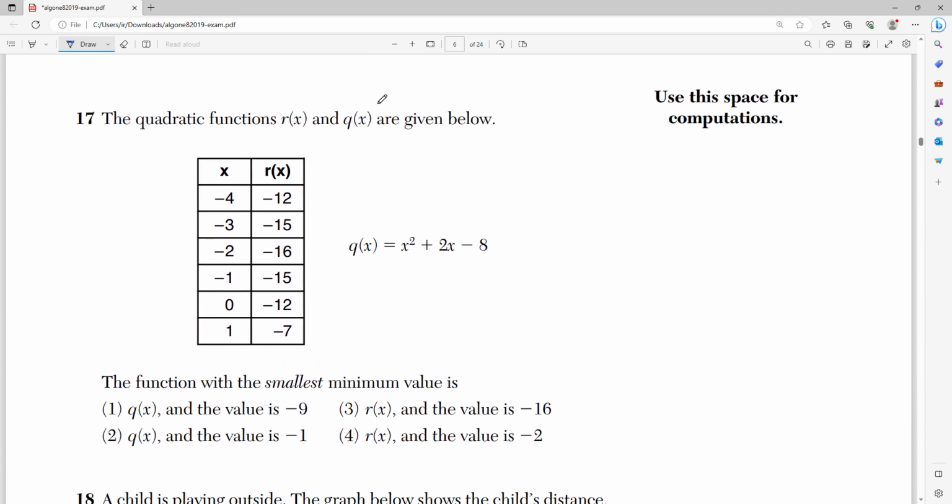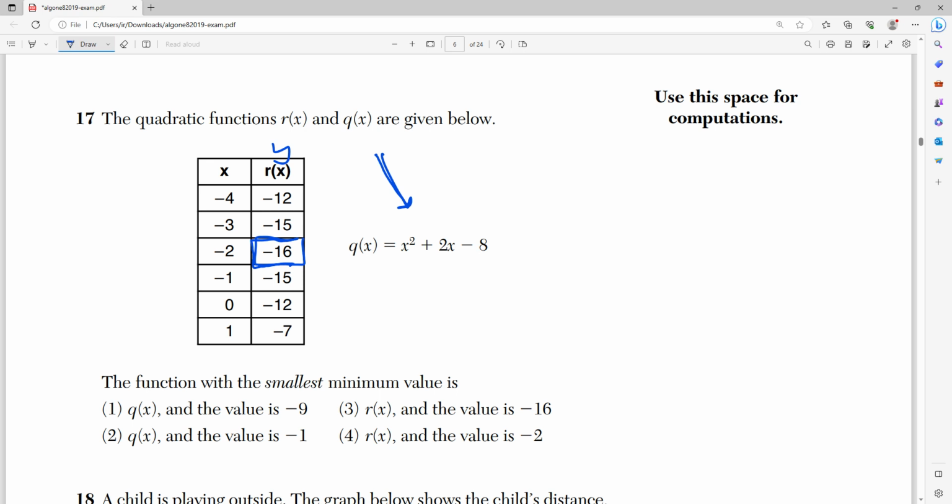Number 17 tells us that the quadratic functions r of x and q of x are given below. The function with the smallest minimum value is what? Right. So the minimum value is the smallest y value. So the smallest y value of r of x is -16, right? And you can't really figure the minimum value out from here unless you use a formula, which honestly is too much work. Just go into your calculator, press y equals, and just graph it, right? So I'm going to put in x squared plus 2x minus 8 into my calculator.